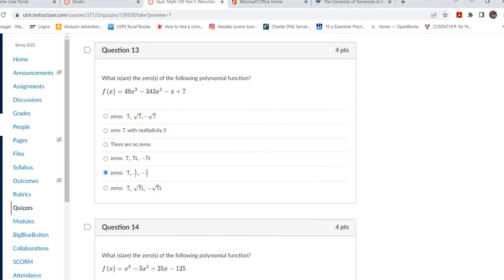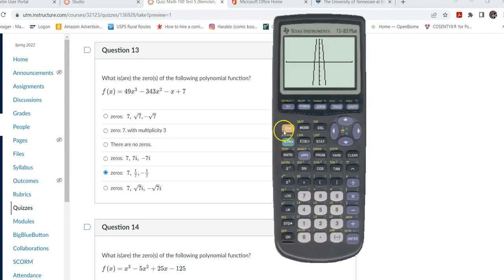Okay, because what is the square root of 7? Second, square root of 7. Okay, it's 2.6 something. And on that graph, if I do a zoom 6, I don't have any x-intercepts at 2.6 and -2.6. So the only one it can be is that one.